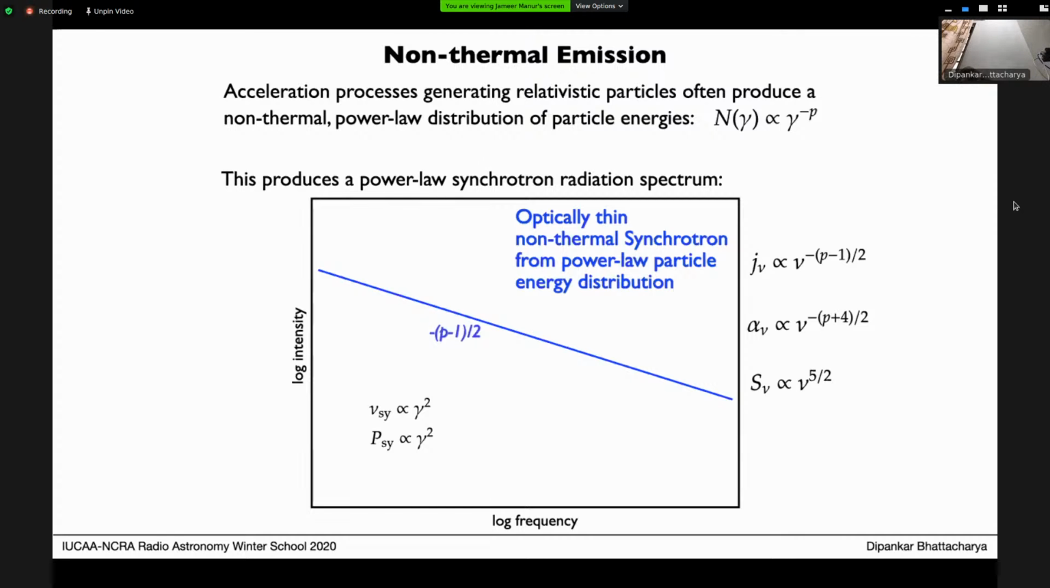Now, if you look at the absorption coefficient of this material, then that has a dependence of nu to the minus (p plus 4) by 2. So therefore, the source function for this kind of power law distribution has a frequency dependence which is proportional to nu to the power of 5 halves. So now let's go to the next slide.